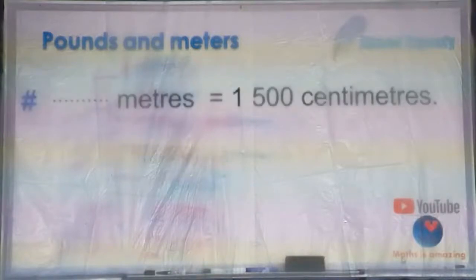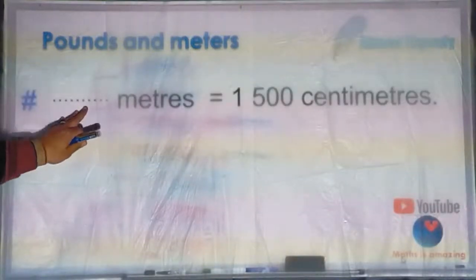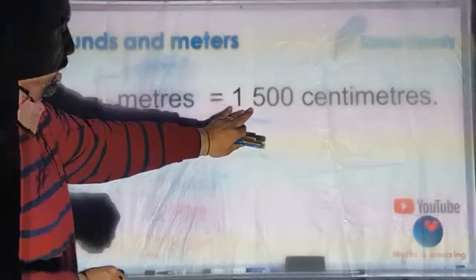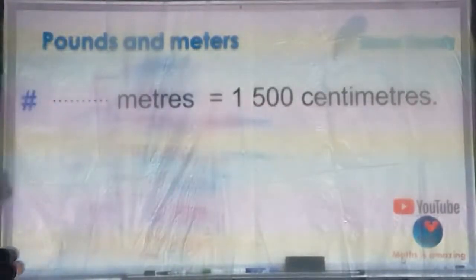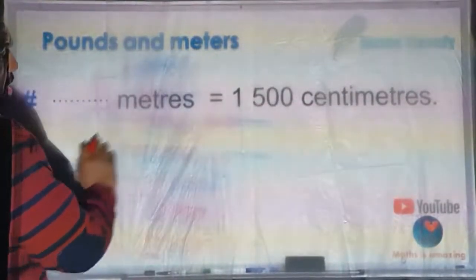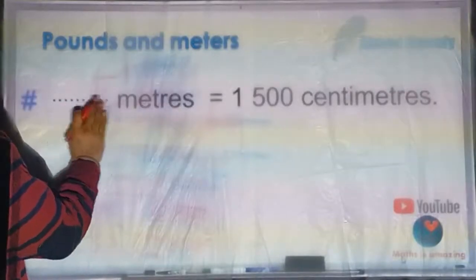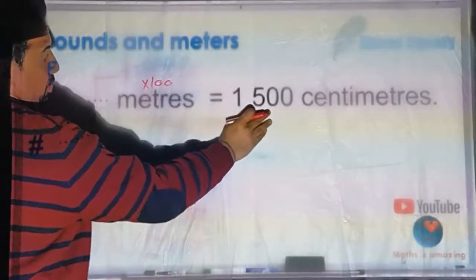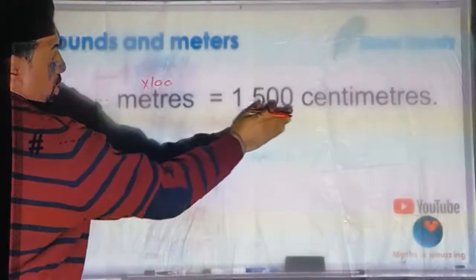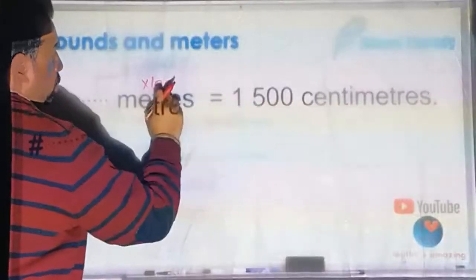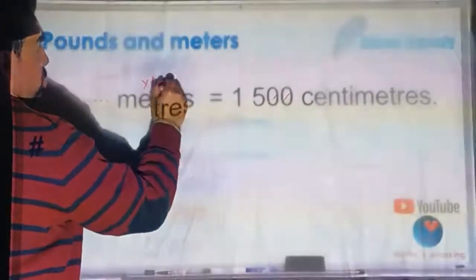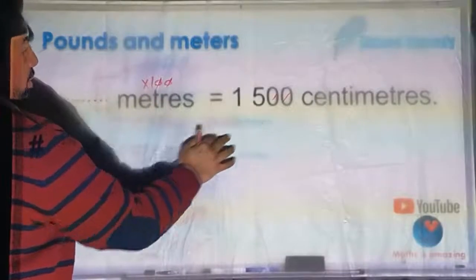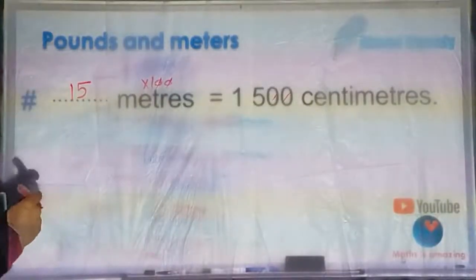Next, complete our point here about pounds and meters. How many meters equal 1,500 centimeters? It's the same idea. We know that the number, if we multiply it by 100, the result will be 1,500. Compare between zeros here. How many zeros here? 2 and 2. If we cancel 2 zeros here with 2 zeros here, it will be 15. Then we write 15.